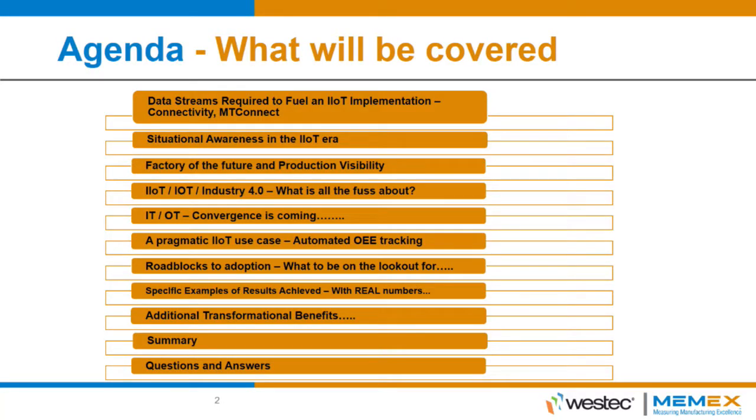So we're going to cover data streams required to fuel an IoT implementation. We'll look at some situational awareness in the IoT era. We'll talk about factory of the future and production visibility. We'll move on to what the difference between IoT and Industry 4.0 is, and what all the fuss is about. We'll talk about IoT, OT convergence. We'll talk about some use cases, some roadblocks to adoption, some specific examples with real numbers so that people get an idea that this is something that can be taken advantage of today. Some additional transformational benefits, summary, and then I'll do a Q&A at the end.